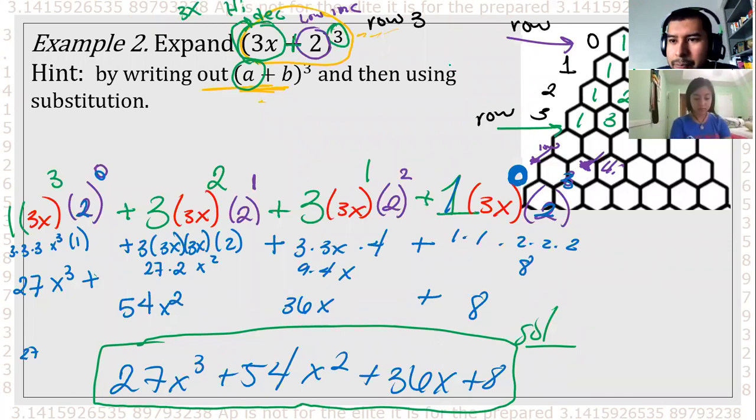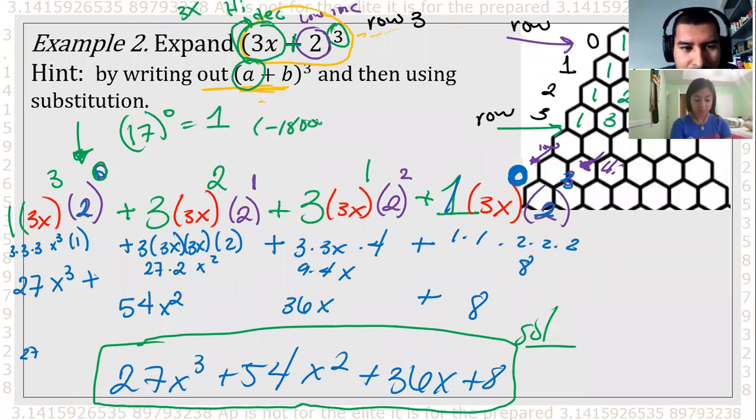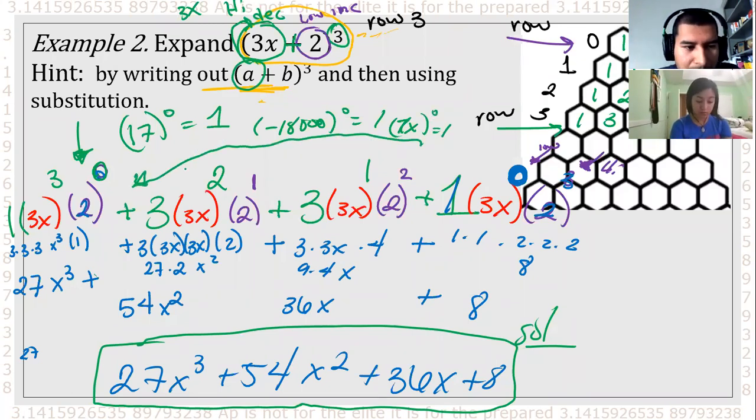In the first part, how come the 2 to the 0 is 1? Any number to the 0, so let's say 17 or any number, is always equal to 1. Well, except 0, right? But let's say negative 18,000 to the 0 is still 1, no matter what. Even if you have a variable, 7x to the 0 is still 1. That happens at the beginning and it'll also happen at the end, so keep that in mind. That's a great question.